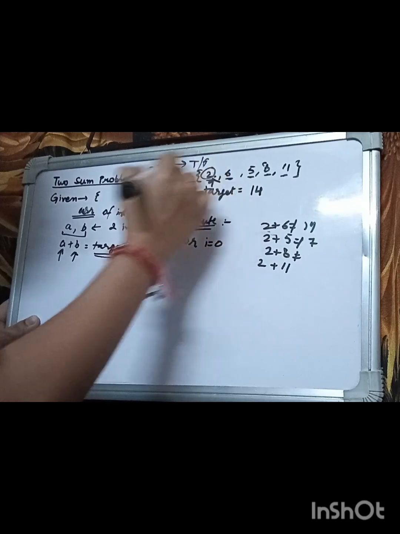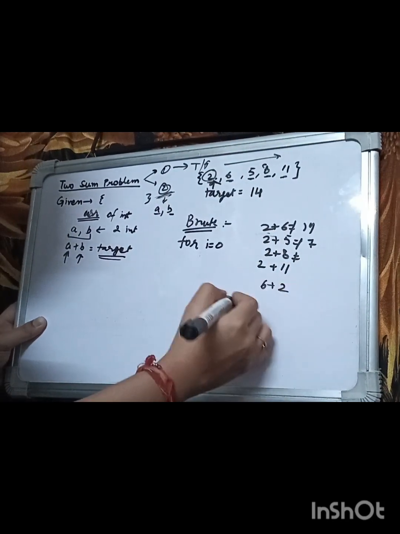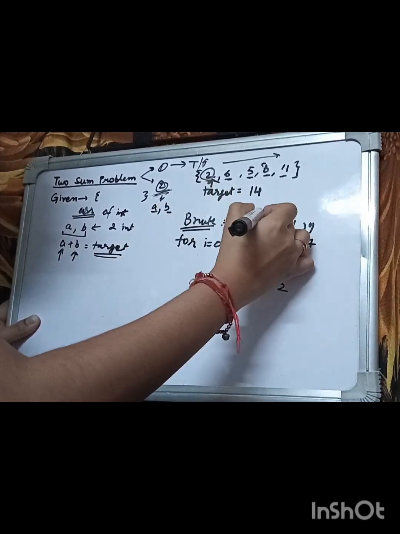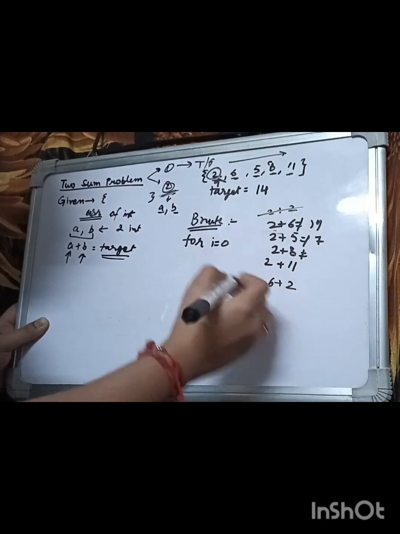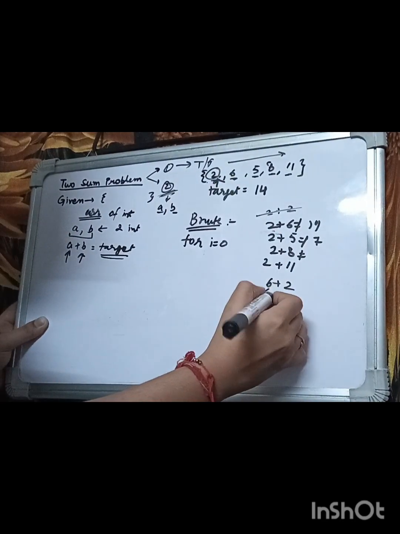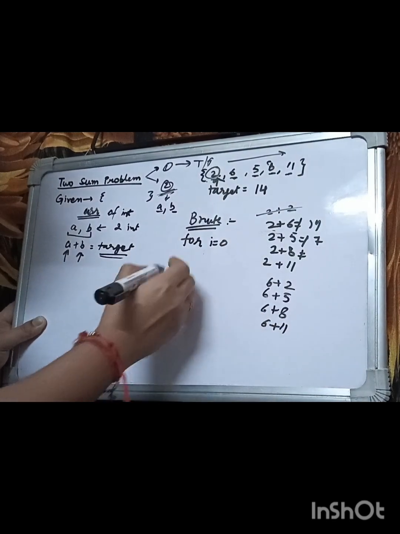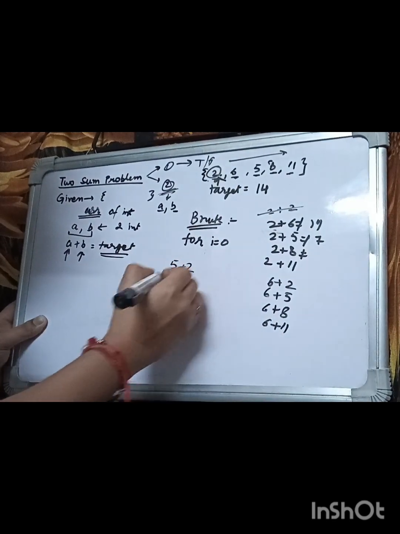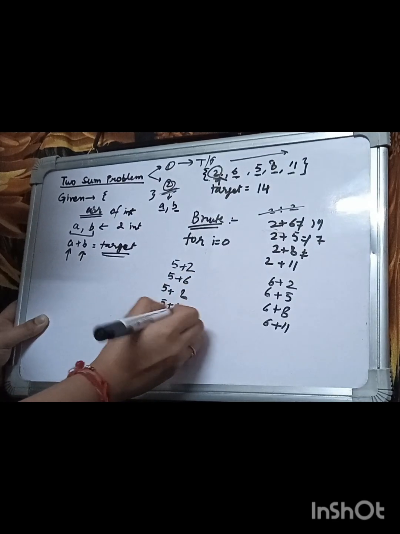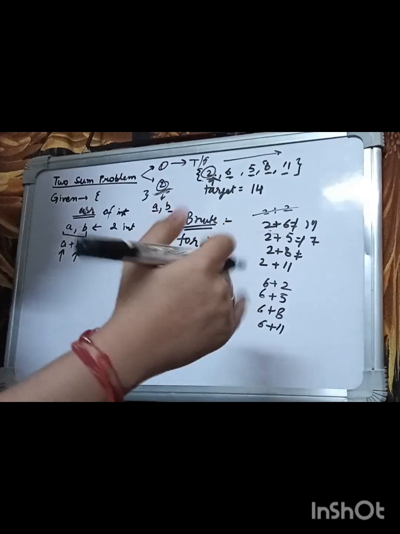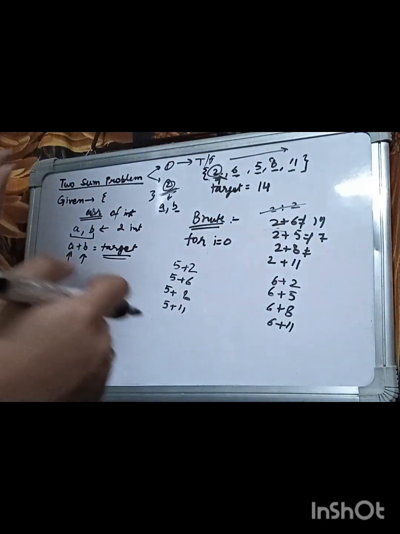So first for 2 I have to check every other number. If I take 6, then I will check with 2, not with itself. You do not have to check 2 with itself. Then we have to check 6 with 2, 6 with 5, 6 with 8, 6 with 11. Similarly 5 with 2, 5 with 6, 5 with 8, 5 with 11. We have to check side by side whether it sums up to the target or not.